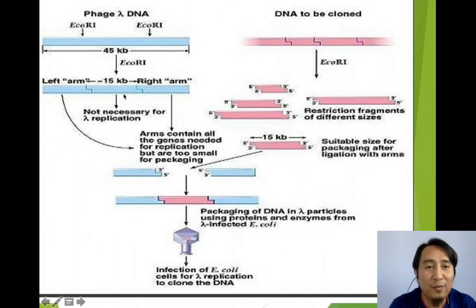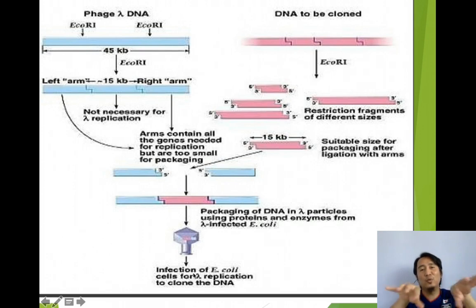So you have to ensure that this around 15 kilobase pair is not necessary for the lambda phage to replicate. So sama juga, you guna digestion enzyme, gene of interest pun you potong guna digestion enzyme and you masukkan the exact length of 15 kilobase pair masuk ke dalam ni. Then you pack the DNA into lambda particle using protein and enzyme from lambda-infected E. coli. You masukkan kat kepala dia. Then dia akan masuk dalam E. coli. So bila masuk dalam E. coli, dia akan force the E. coli to amplify your gene of interest.